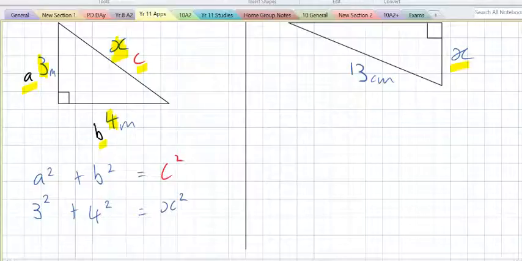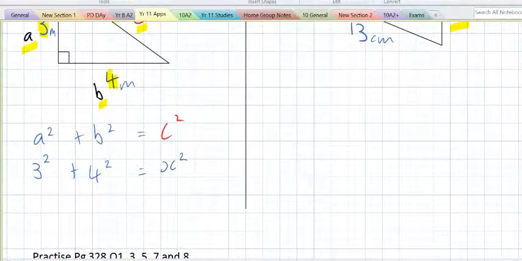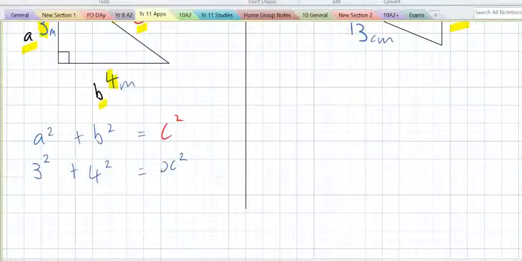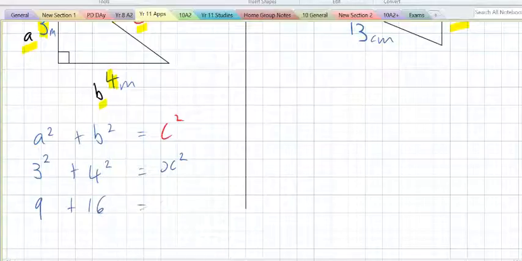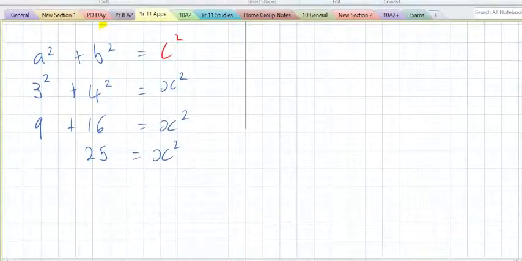Alright. And now you can reach for your calculator to help you with this bit, or you can start doing mental arithmetic. 3 squared is 9, plus 4 squared is 16, equals x squared. 9 plus 16 is 25, that equals x squared. And then, does anyone know how we get rid of that x squared and make it just an x? Square root of the answer. Yeah, we square root both sides. So we can say the square root of 25 equals x all by itself.